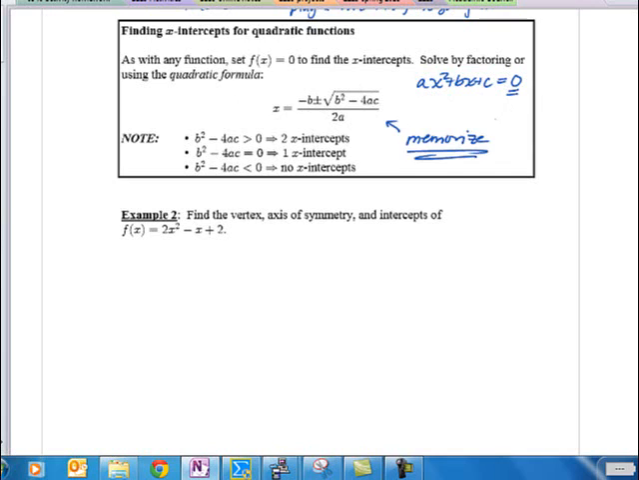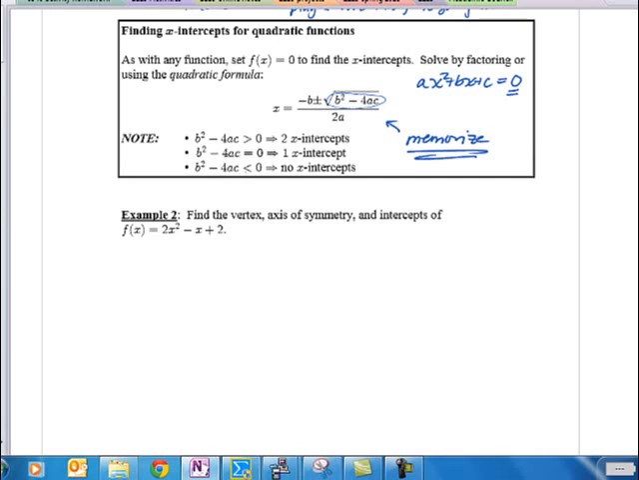If there are 2 answers, you get 2 x-intercepts. If there's 1 answer, you get 1 x-intercept. And if you only have complex answers, then you get no x-intercepts. The number of answers you have is going to be tied to this quantity in here, just the b squared minus 4ac. So sometimes it's worth taking the time to just check that quantity to know whether there are going to be any x-intercepts or not.